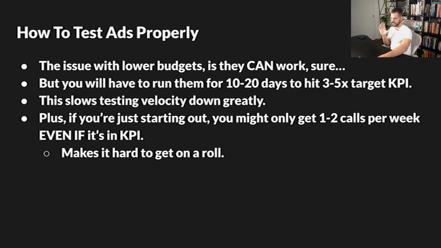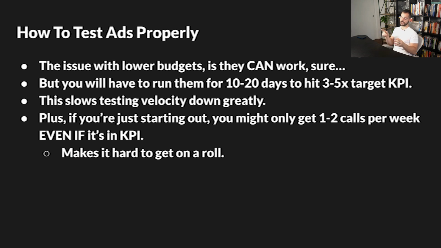Now, here's the issue with lower budgets, okay? I'm not saying lower budgets don't work or you can't do them. They just have some limitations, and you can still do it. But the main thing you're going to run into now that you're using these rules is if you're only spending $50 a day on a new campaign or $100 a day on a new campaign, to get that 3 to 5x target KPI, you're going to have to run it for like 10 to 20 days, okay?